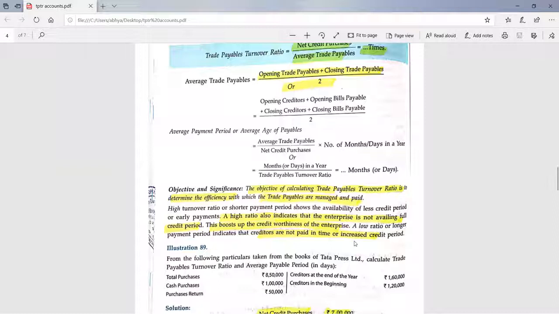But if our ratio is very high, then definitely we will have good creditworthiness in the market. Creditworthiness means the suppliers or the creditors will be ready to grant us credit, to provide goods on credit, because they know that very fast we will be making the payment. So it is related to the creditworthiness of the enterprise.